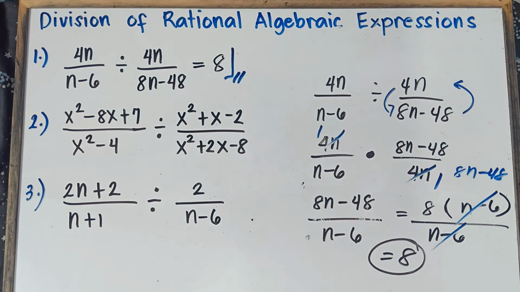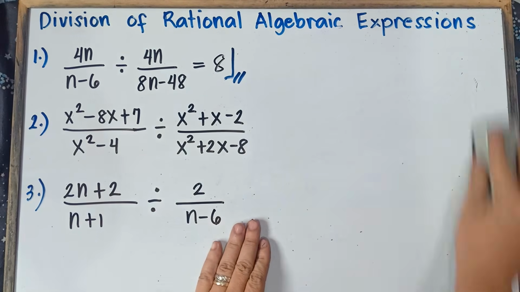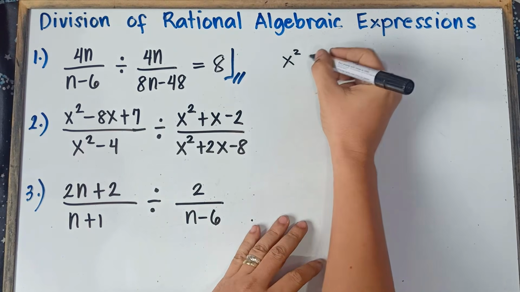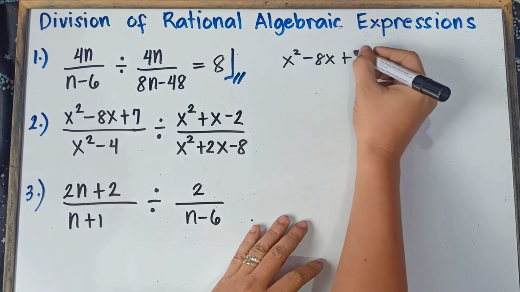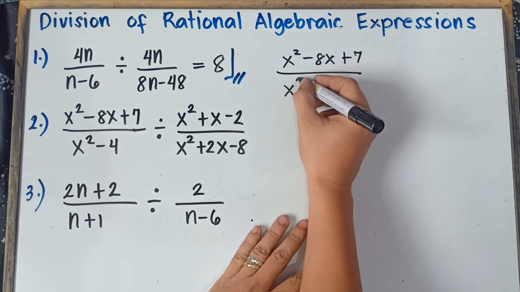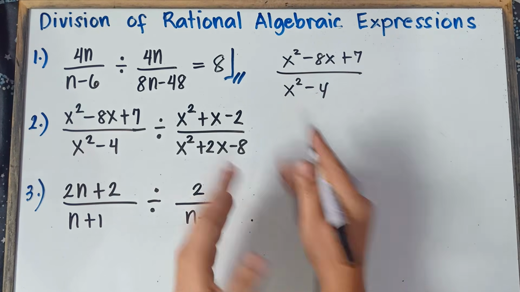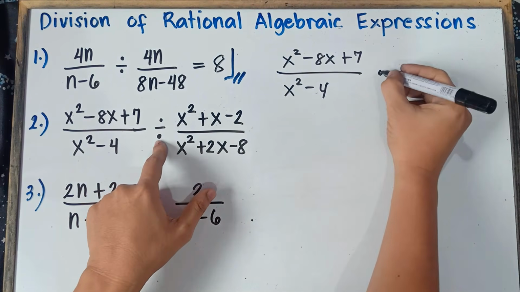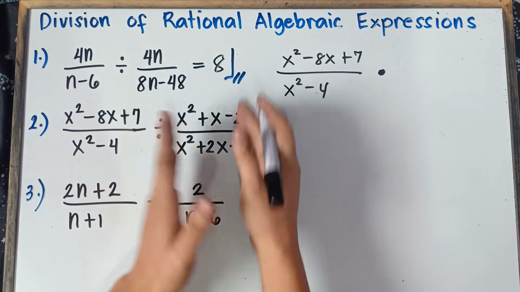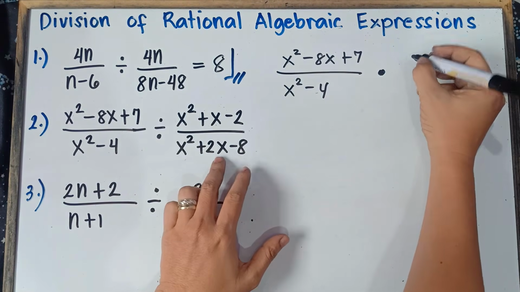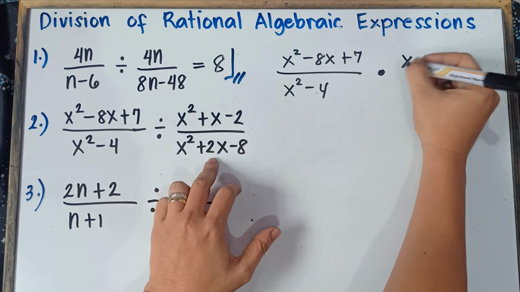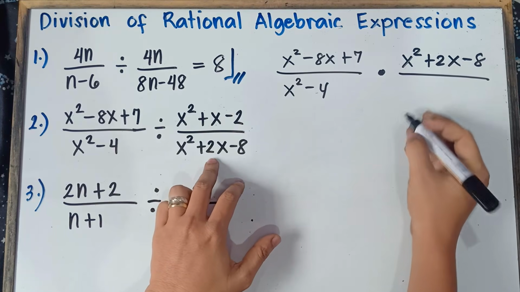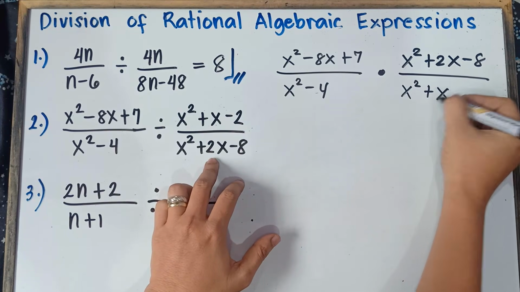Alright, so let's proceed now to example number 2. Our given, we have x squared minus 8x plus 7 over x squared minus 4. And then simply rotate this one. So this division, we proceed to multiplication, multiplied by, and then simply rotate this one. This will be our numerator, x squared plus 2x minus 8 over x squared plus x minus 2.